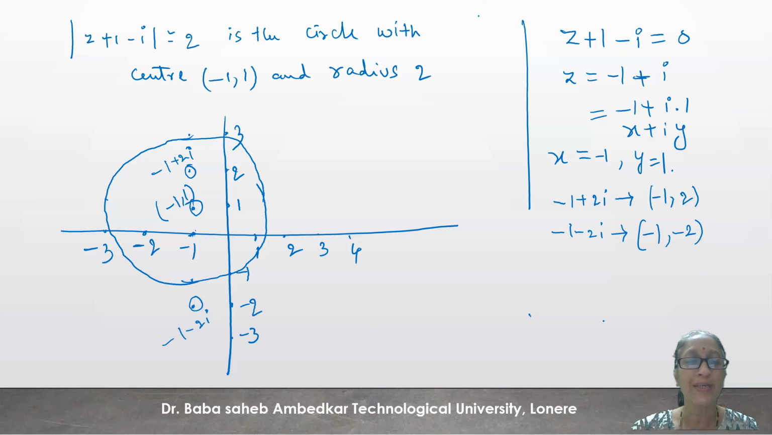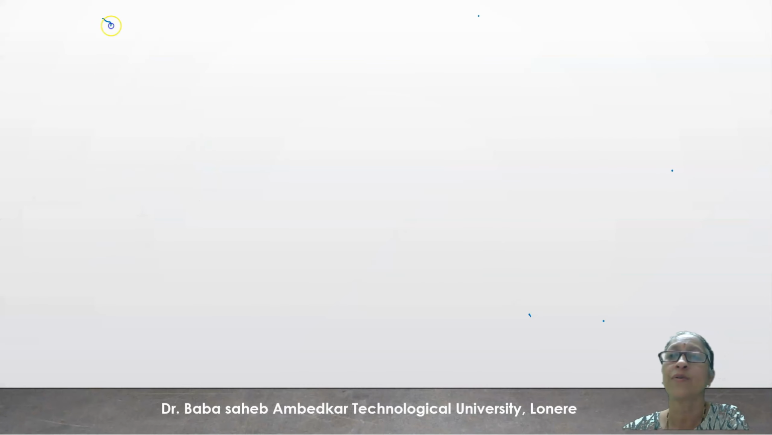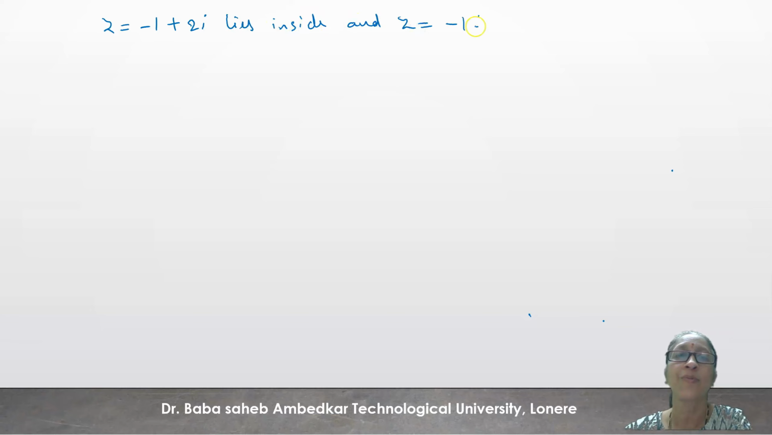So one pole is lying inside and one pole is lying outside. Here z equals minus 1 plus 2i lies inside, and z equals minus 1 minus 2i lies outside the circle.